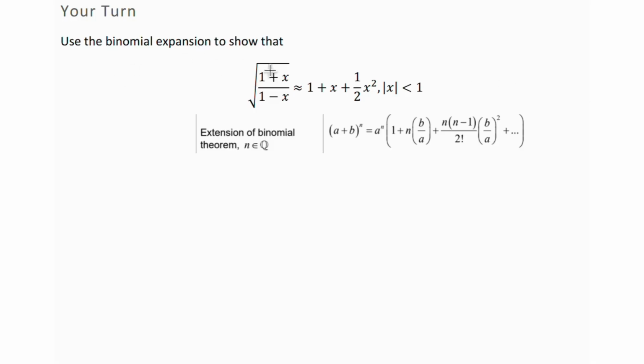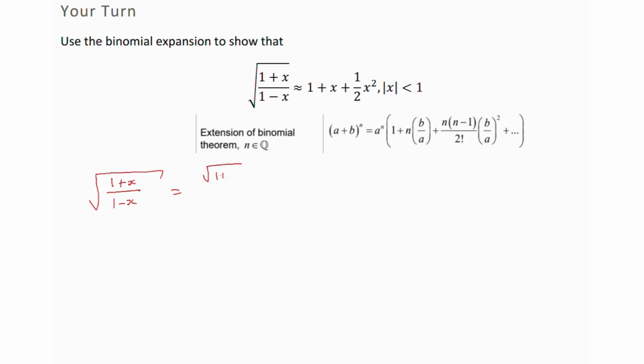Use binomial expansion to show that this expression is approximately equal to this one, given that the absolute value of x is less than 1. So let's think about this to start with. We're going to use binomial expansion, the extension of the binomial theorem from this formula here.